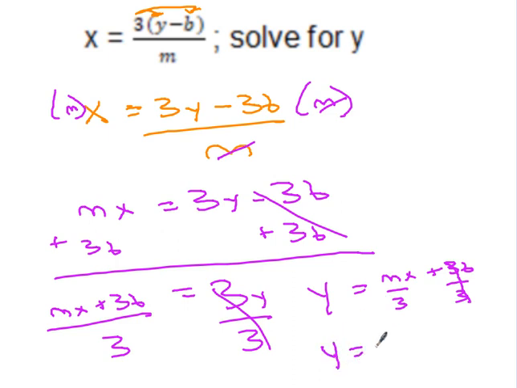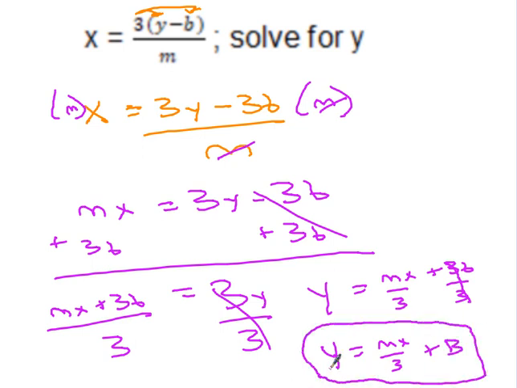So I have mx over 3 plus b, and I'll write it as a capital B so it doesn't look like a 6. So you have it. If you wrote it as mx plus 3b all over 3, that's fine. I just wanted to simplify that a little bit. All right, there we go. I think that's it. Is that it? Let's look here.